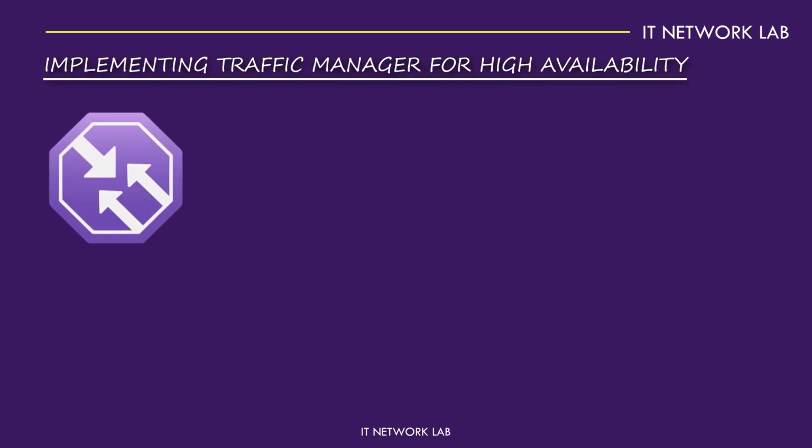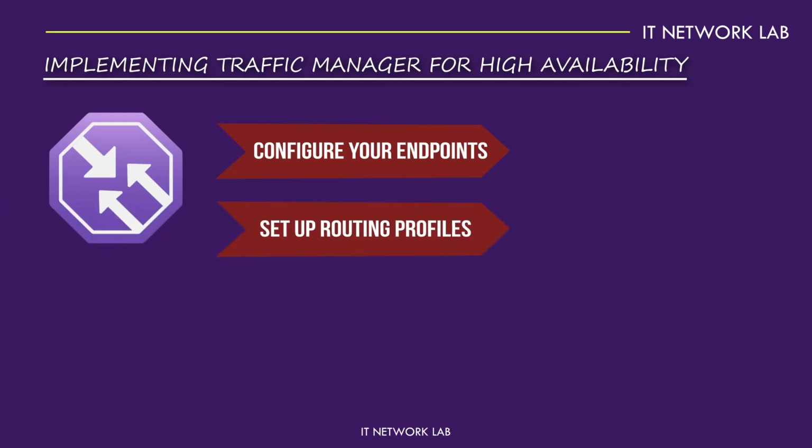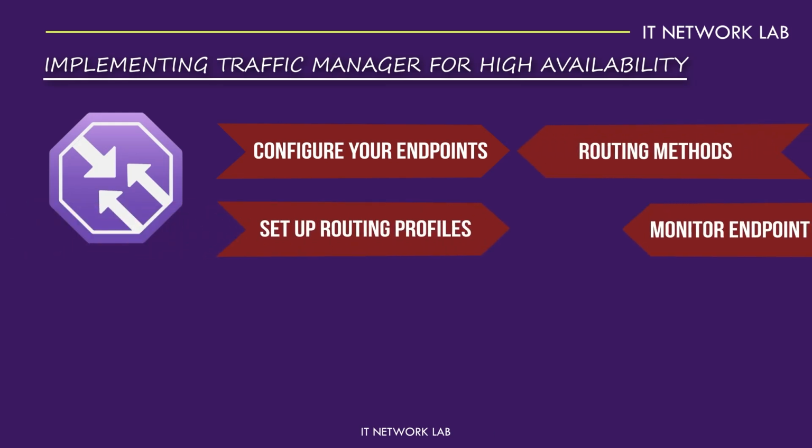Implementing Traffic Manager for high availability and global routing. Setting up Azure Traffic Manager is straightforward. First, configure your endpoints. These are the servers where your application is hosted. Next, set up routing profiles. Choose the routing methods that best suit your needs. Finally, monitor endpoint health. Traffic Manager checks the health of your endpoints and routes traffic away from any that are down.